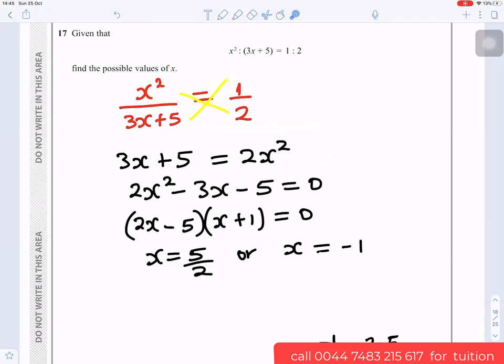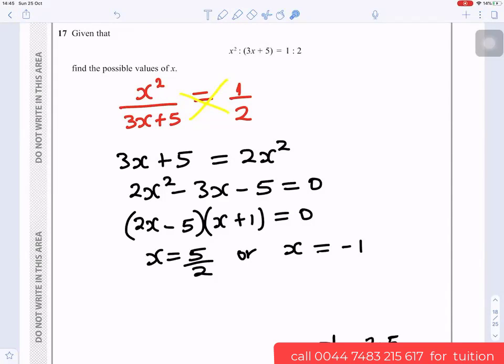3x is plus 3x. You take it to that side, it becomes minus 3x. Plus 5, you take it to that side, it becomes minus 5. And everything that is left on the other side is 0. You factorize. When you factorize, you get 2x minus 5, x plus 1 equals to 0. So if 2x minus 5 equals to 0, x is equal to 5 over 2. And if x plus 1 equals to 0, x equals to minus 1. So your two possible values for x are minus 1 and 2.5.